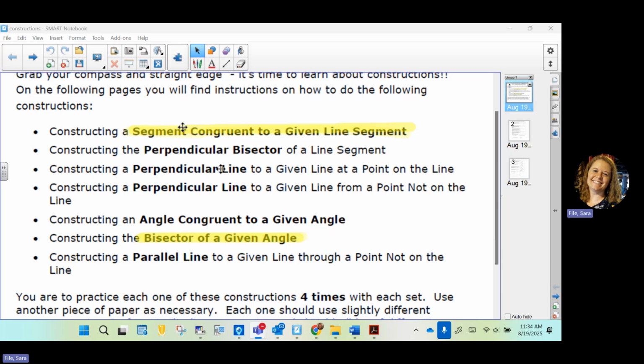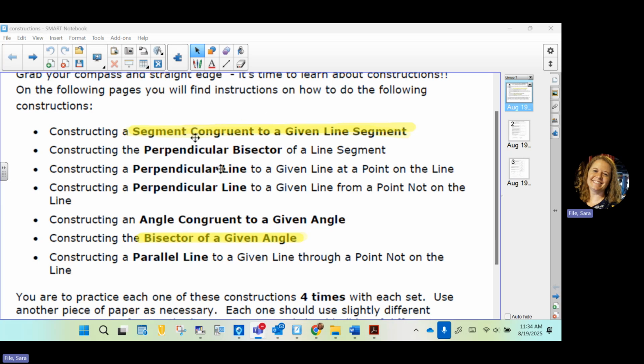Okay, so remember, segments have endpoints on both ends, right? We can measure them. We can't measure a line because it goes on forever. We can't measure a ray, it goes on forever, but we can measure a segment. So we're going to have a given segment, and we're going to use the compass to create a congruent segment.